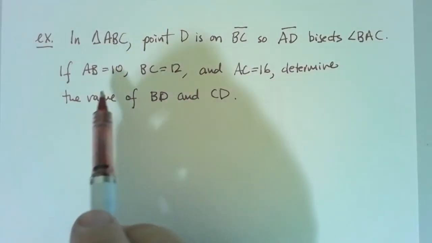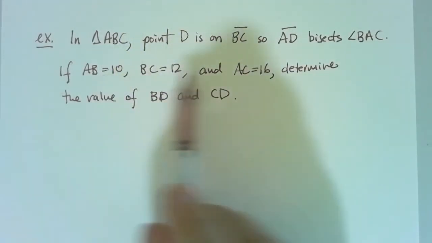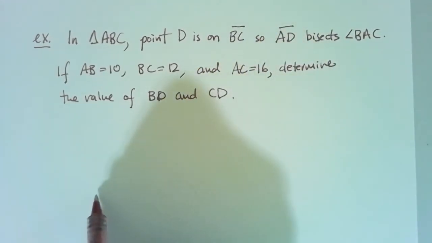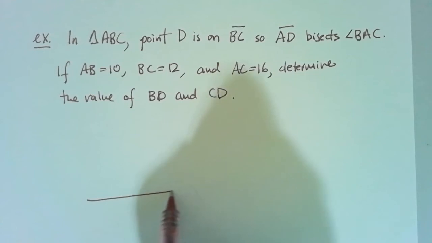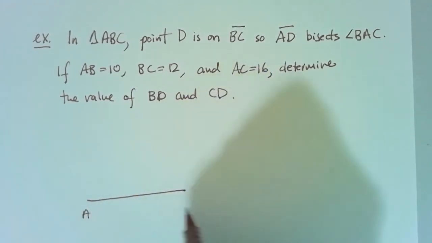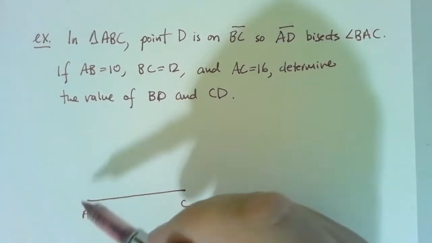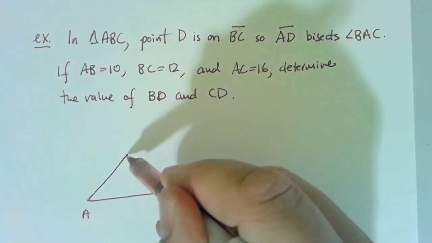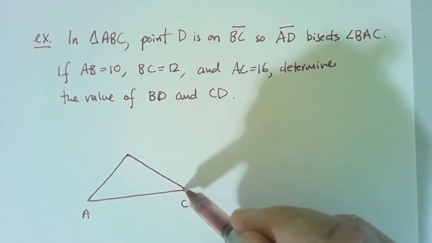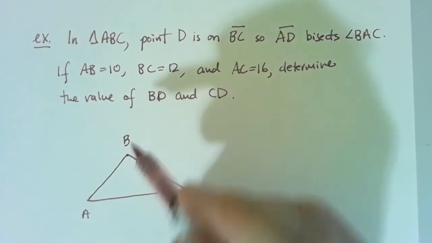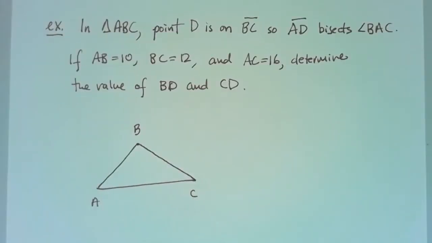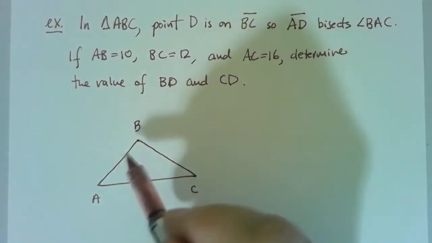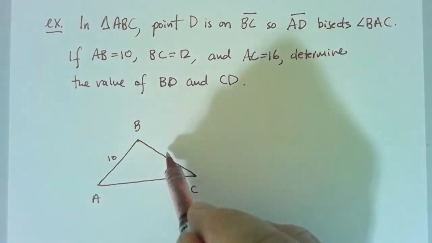So let's see here. I've got these lengths, AB, BC, AC. AC is the longest. I'm going to try to draw this so it looks somewhat like what it's describing. AC is the longest. That's going to be 16. AB is 10. BC is 12. So maybe like that. You don't have to draw a proportional picture in order to solve these problems, but it helps to build intuition. So I have AB is 10, BC is 12, AC is 16.